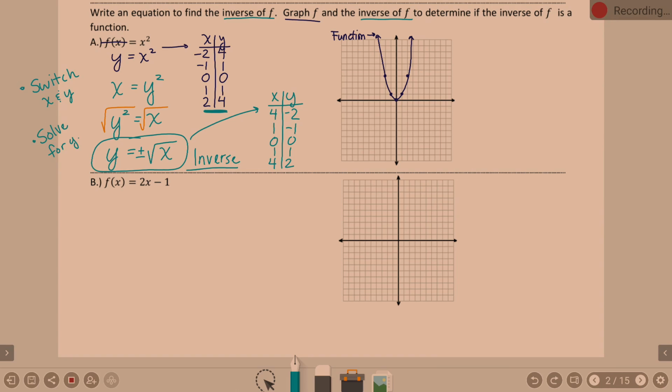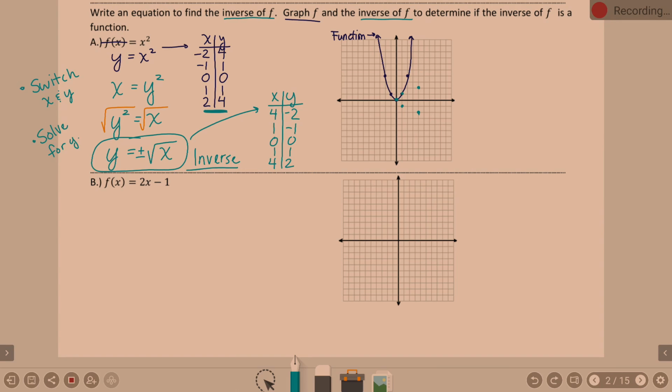Oh well. Okay, so 4, negative 2. Down 2. 1, negative 1. Down 1. 0, 0. 1, 1. 4, 2.